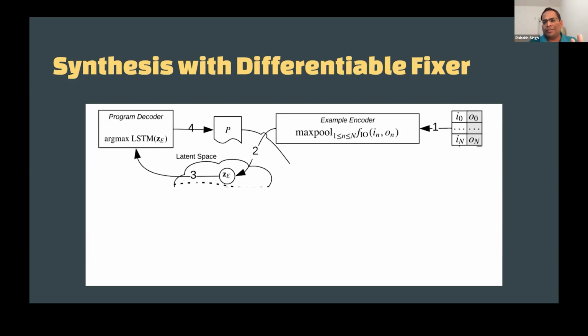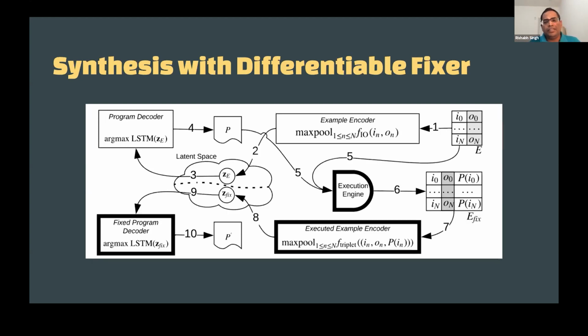So at a very high level, the way this architecture works is similar to RobustFill in the sense that we start with some examples. We have some example encoder. We embed the examples into some latent space, and then we have a program decoder that decodes this latent back to a program P. And that's where this fixer comes in. So we feed this program back to an execution engine that's going to run this program on the examples, and it will produce new outputs.